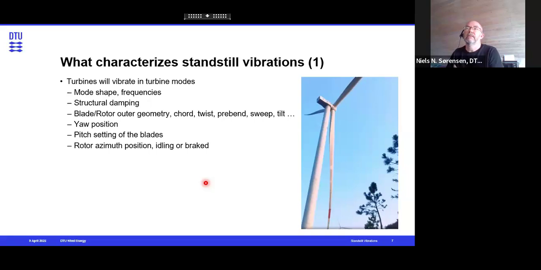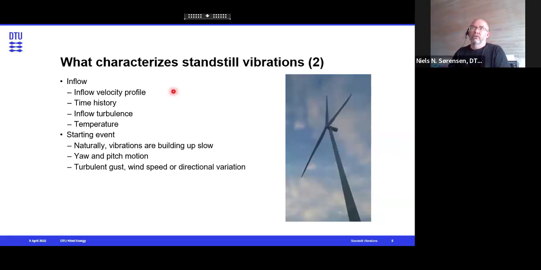The yaw position, so controlling how the wind hits the parked blades, the pitch setting of the blades, and of course also the rotor azimuth position, whether you have a blade pointing directly into the wind, or whether you have a slant angle between the blade and the incoming wind. So there are a lot of parameters that you need to be aware of, and that also makes the design space, or the operational envelope you need to investigate, quite big.